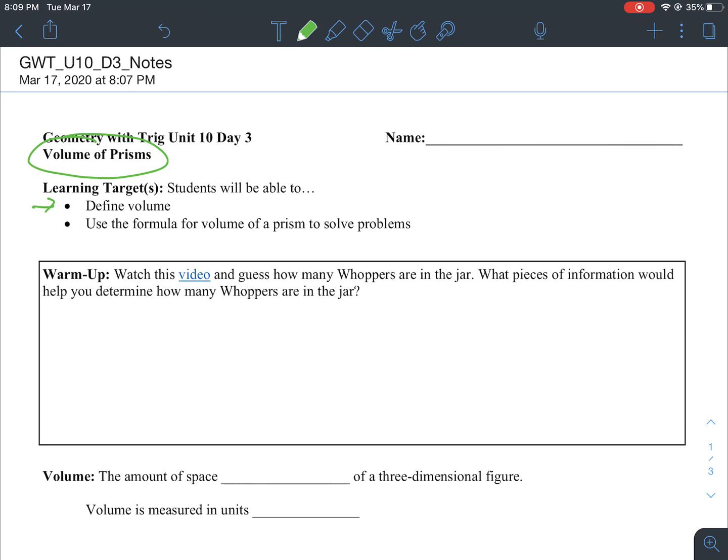The video does not show exactly how many there are, but what I ask that you write in that warm-up box are some pieces of information that would help. Okay, and that could be a variety of things. So I'm not going to try to direct your attention one way or another by writing some things down on my own. I'm going to let you choose what you feel would be helpful for you to know what that answer is, obviously other than just saying, oh, it would be helpful if I knew how many Whoppers were in there, right? What other information could I tell you that would help you arrive at a close, if not exact, answer? Okay, but that's for you to do on your own.